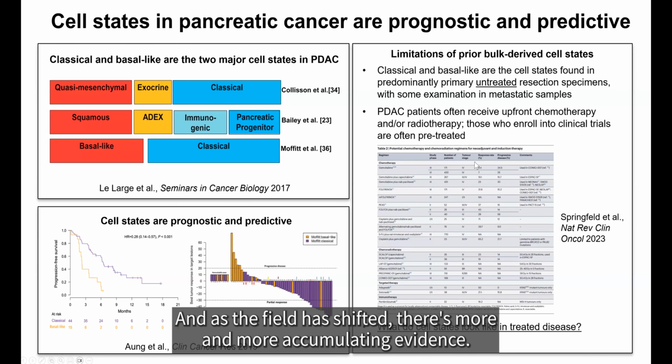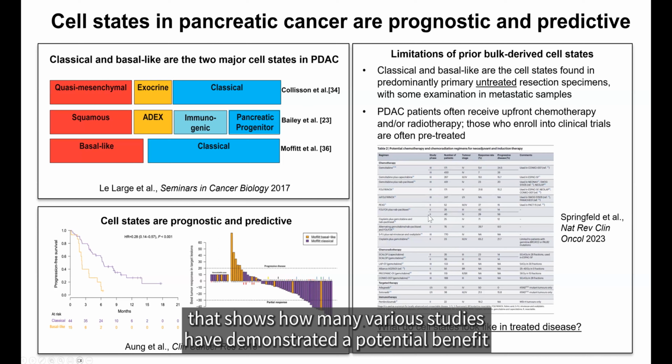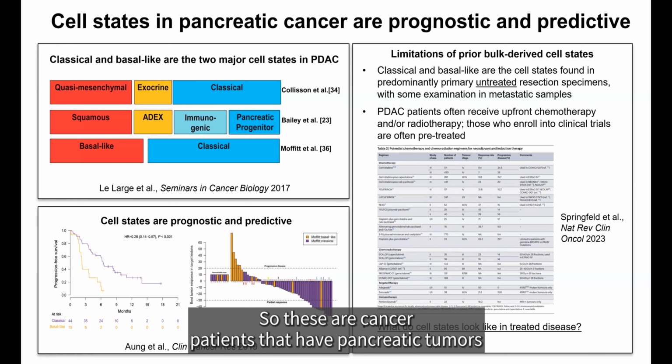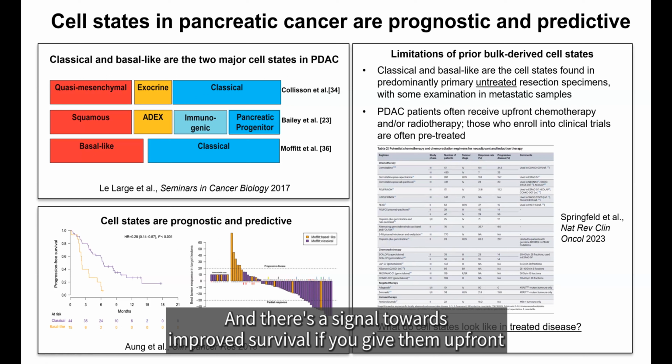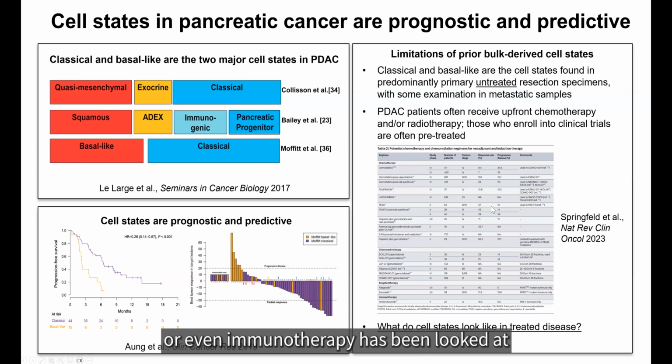And as the field has shifted, there's more and more accumulating evidence, as you can see from this table from a review, that shows how many various studies have demonstrated a potential benefit of neoadjuvant therapy, even in potentially resectable disease. So these are cancer patients that have pancreatic tumors deemed surgically resectable or borderline resectable, and there's a signal towards improved survival if you give them upfront chemotherapy, in some cases radiotherapy, or the addition of targeted therapy, or even immunotherapy has been looked at in selected subsets of patients.